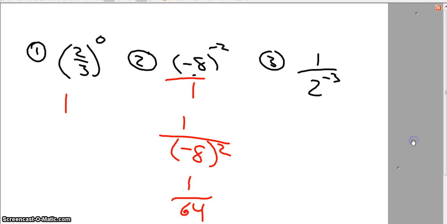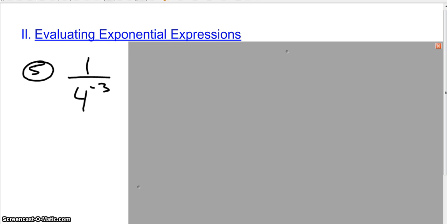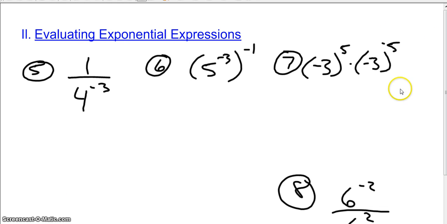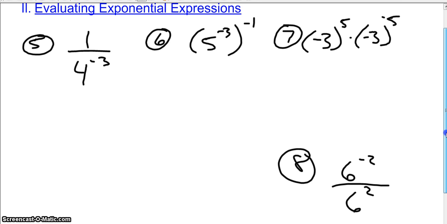Third problem, go ahead, pause the video and come back. If I have 2 to the negative 3 in the denominator, where should I move it? Good. The numerator, right? So 2 to the third, if we evaluate that, 2 times 2 times 2, 8. Okay, here we have more evaluating exponential expressions. Go ahead and pause your video, do what you can with these, and come back and check your work.